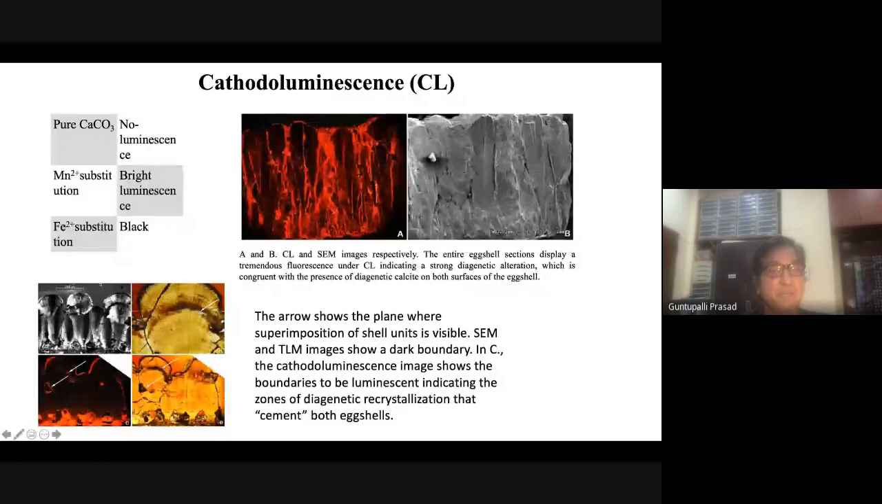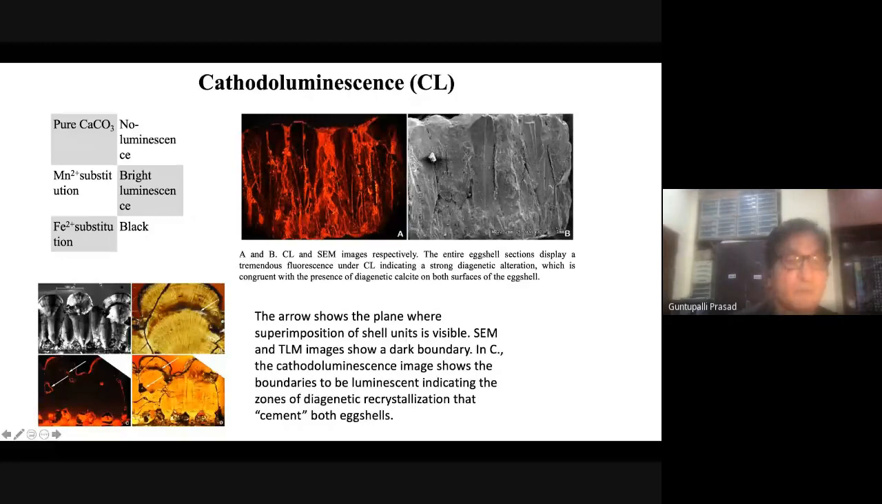So this helps us in understanding many pathological conditions. For example, in eggshells, we can see sometimes, because of pathology, they form one layer of eggshell over another layer. This can be easily understood by looking at thin sections of the eggshells under the cathode luminescence microscope, which is generally attached to a microscope or maybe to a scanning electron microscope.